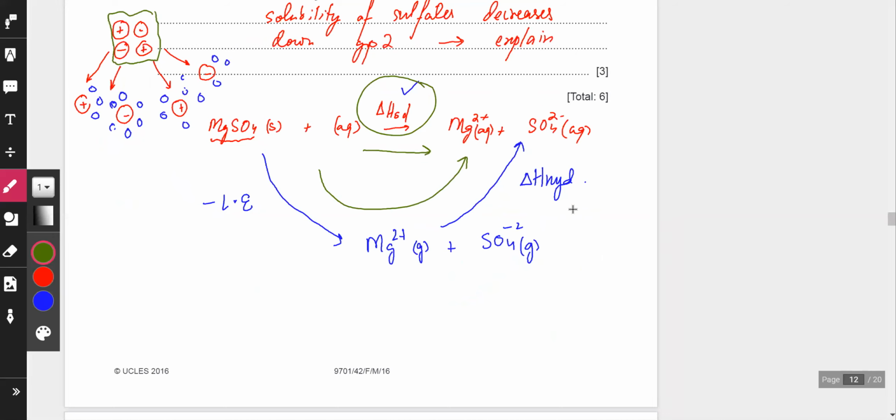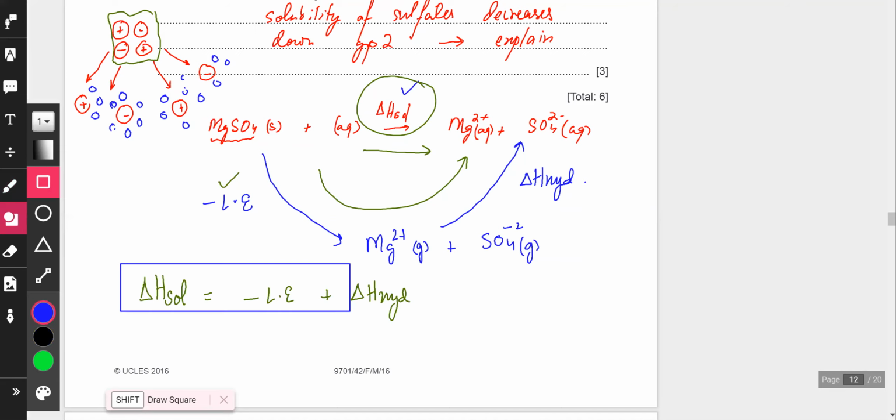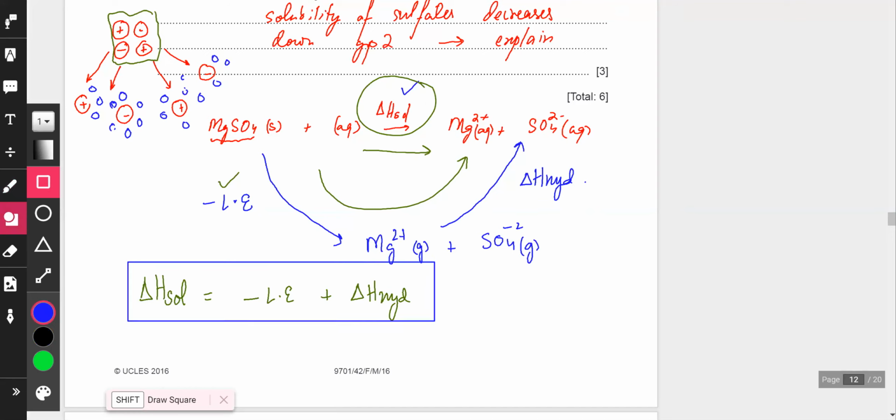So enthalpy change of solution is basically equal to the negative of lattice energy plus delta H hydration. So that's the relationship that you have for ionic compounds. So this over here is the relationship.